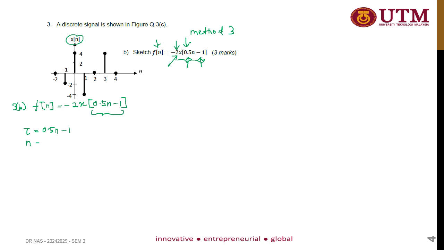So what is your new n? New n equal to tau plus 1 divided by 0.5, which is also equal to 2 tau plus 2. So what is your tau? Tau is basically the value of n that is being converted into tau. Let's draw that signal again. Now the axis n becomes tau, so it's negative 2, negative 1, 0, 1, 2, 3, and 4.